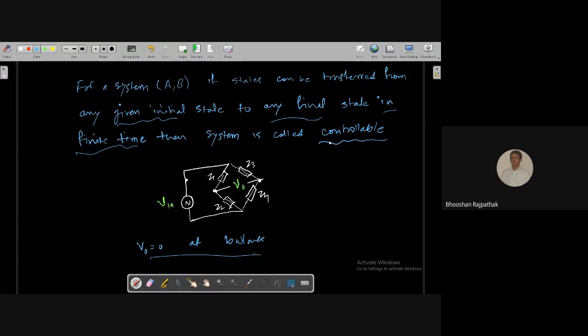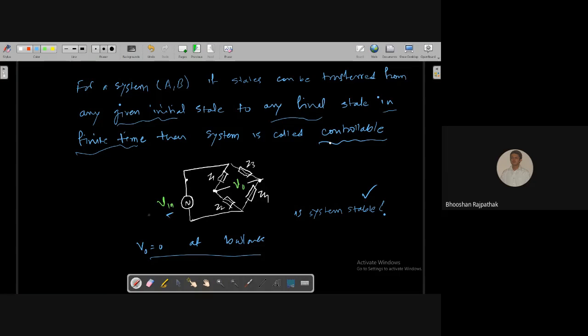Now I am asking you the question, at this balance when VO is 0, is the system stable? The answer is obviously yes, the system is stable because as you change the input, your output is 0, so it is bounded. Output remains bounded. It is 0. So the system is perfectly stable. It is not unstable. Your output is not going to infinity, even if you change the input.